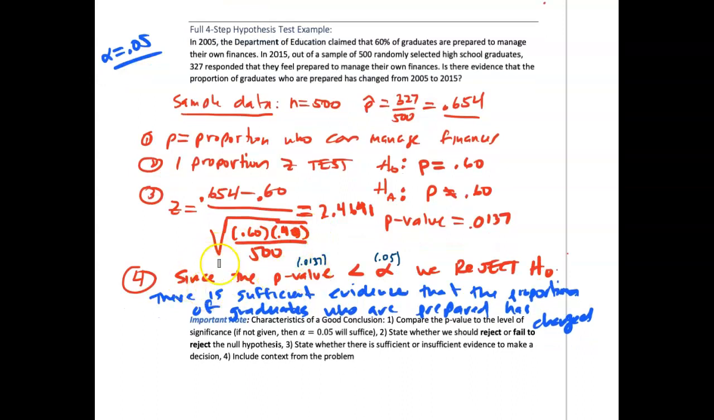And remember, this is a straightforward way of doing it. This is how we write this conclusion all the time. And then there are some notes here about how to do it. Since the p-value is very small, it's less than alpha, our level of significance, which if it's not stated, we assume 5%. And since that's the case, we go back to that table, and there it says there is sufficient evidence that the proportion of graduates who are prepared has changed, because it's different than the 85%.